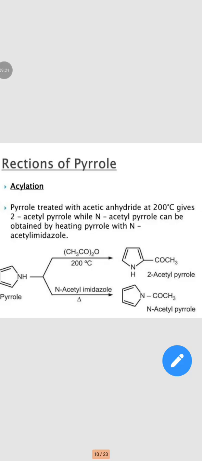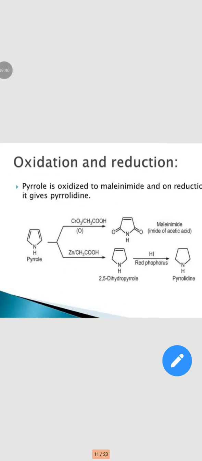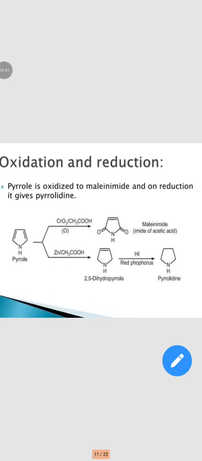Then the second chemical reaction is pyrrole treated with N-acetyl imidazole. Pyrrole is heated with N-acetyl imidazole to form N-acetyl pyrrole. Okay. Acylation is completed. Then oxidation and reduction.